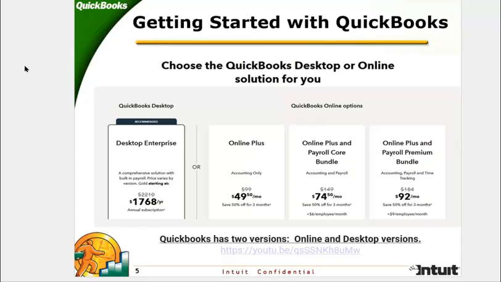These are the fee structures for the different types of QuickBooks you can purchase: Desktop Enterprise, Online Plus and Payroll, Online Plus and Payroll Premium Bundle. As you can see, it's very pricey. However, we will also work with the trial version in this training course. Now, I'd like you to stop the video and go to Google Classroom and watch the online versus desktop versions quick webinar.